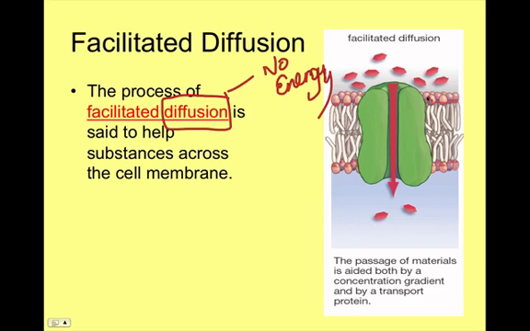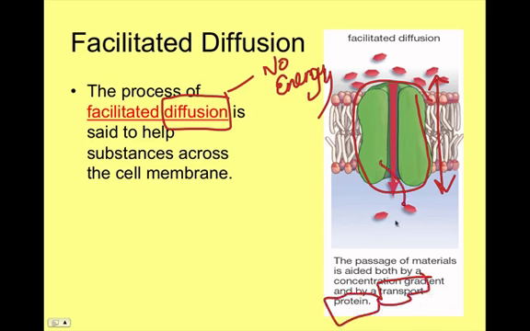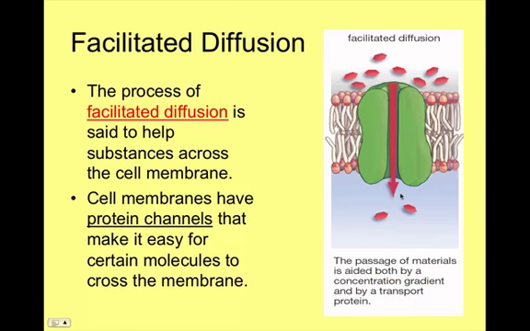So when you did your coloring sheet, you colored proteins, and some of the proteins went all the way through the cell membrane from top to bottom. Some of the other ones were just embedded in the top, and there are certain ones that go all the way through. These ones that go all the way through are called transport proteins. So transport proteins go all the way through the cell membrane. The cell membrane has protein channels that make it easy for certain molecules to cross the cell membrane.